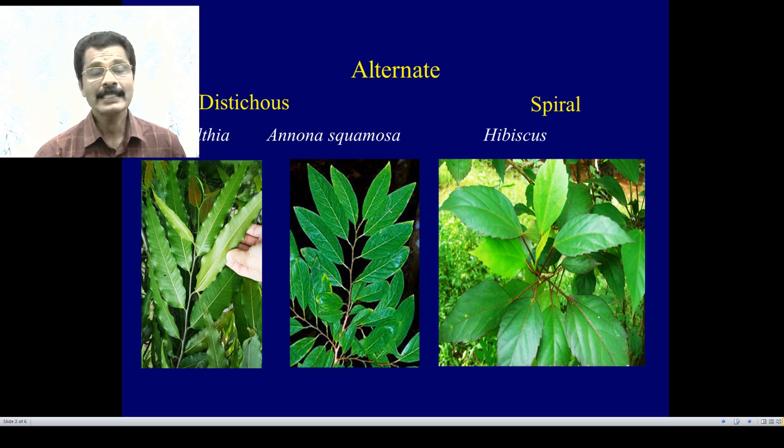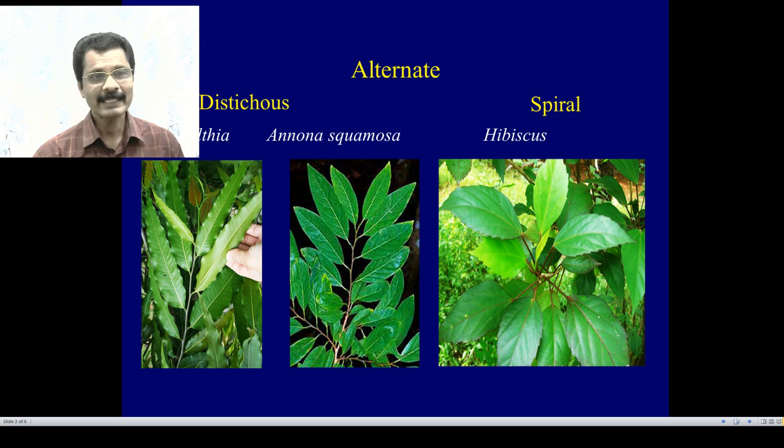And another one is Hibiscus rosa-sinensis, otherwise called shoe flower. There a single leaf arises at each node, but they are arranged in a spiral manner. Such type of alternate phyllotaxy is called alternate spiral. Do you follow me?